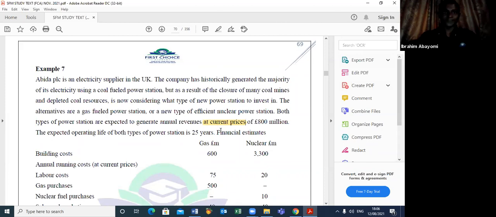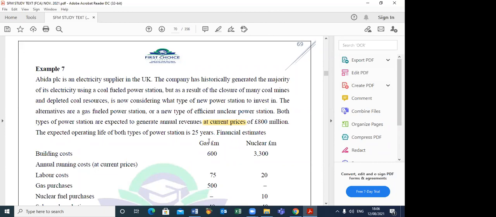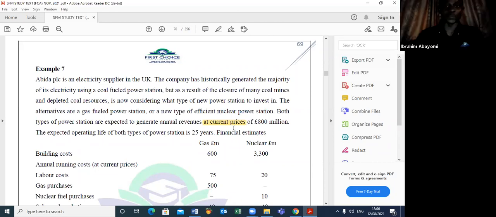Now, look at it. Presently, we are using coal. If we switch to gas, our business risk has changed because we have moved to another industry. If we switch to nuclear, our business risk has also changed because we have moved to another industry. Please, this is another very important, examinable question. A likely question in your exam. Take note. So, both projects are expected to generate revenue at current prices of 800 million. The expected operating life of both types of power station is 25 years.